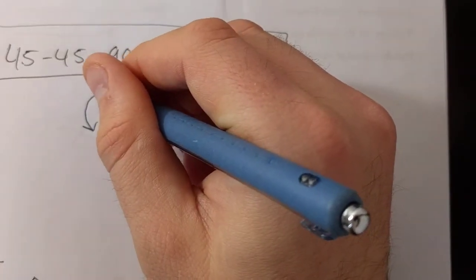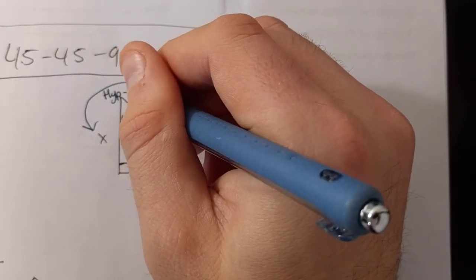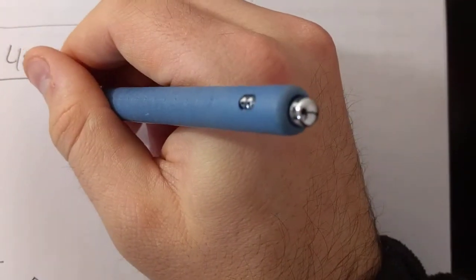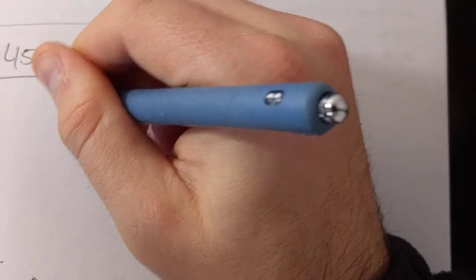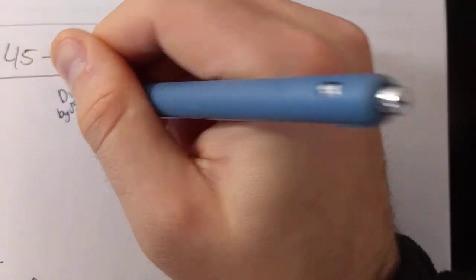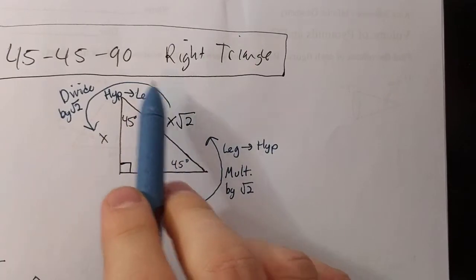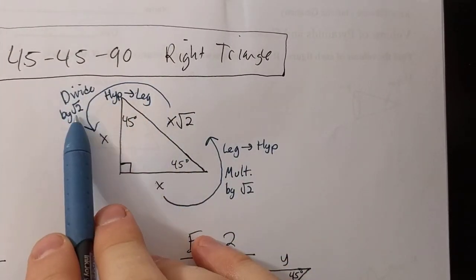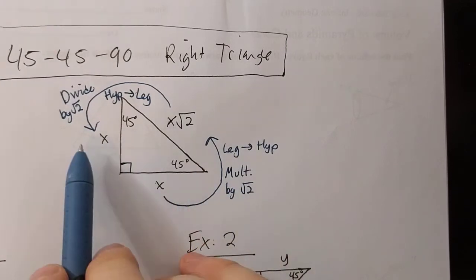So let's change this up. Hypotenuse to leg. You're going to do the inverse of multiplication. You're going to divide by square root 2. So to go in the reverse direction, do the inverse operation instead of multiplication. You're going to divide, but by the same number, square root 2.